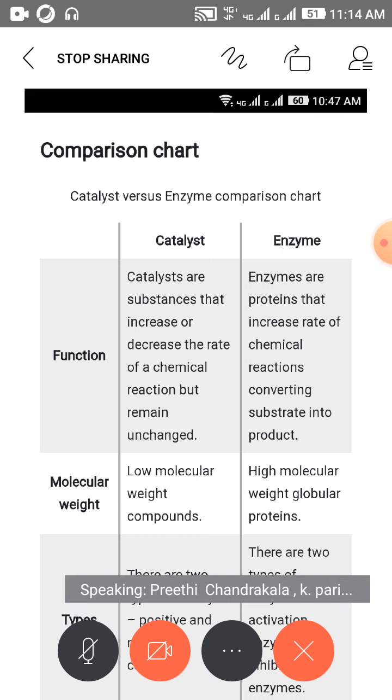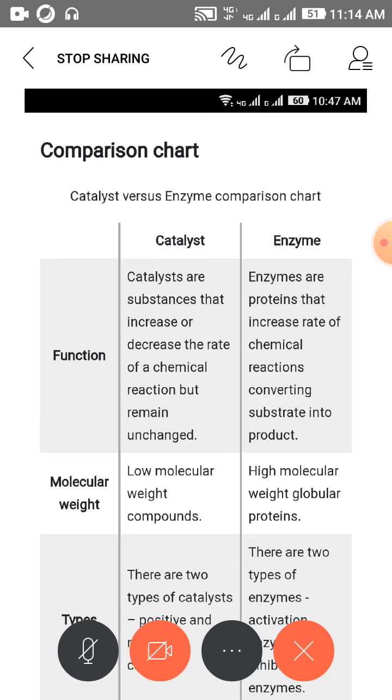So what are the differences? Chemical catalysts are substances that increase or decrease the rate of chemical reaction but remain unchanged. But in the case of biological catalysts, enzymes are protein in nature and increase the rate of chemical reaction, and these are used in converting substrate into product. So this is the first difference between biological and chemical catalysis.